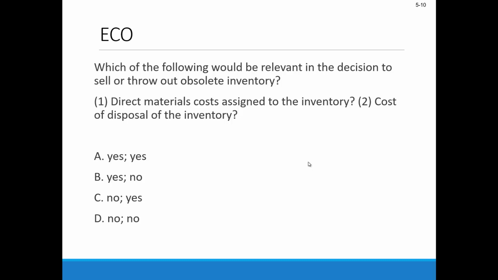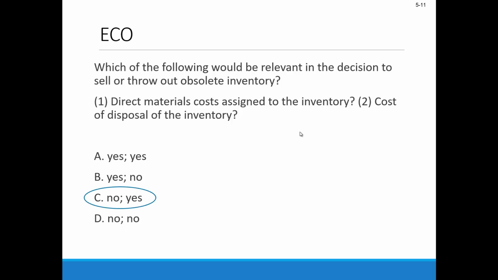Let's try another one then. Which of the following would be relevant in the decision to sell or throw out obsolete inventory? The first cost, the direct materials cost already assigned to the inventory. And then the second, the cost of disposal of the inventory. So whatever we have to pay to get rid of it if we're throwing it out. Give that a pause and a thought, and then come back for the answer.